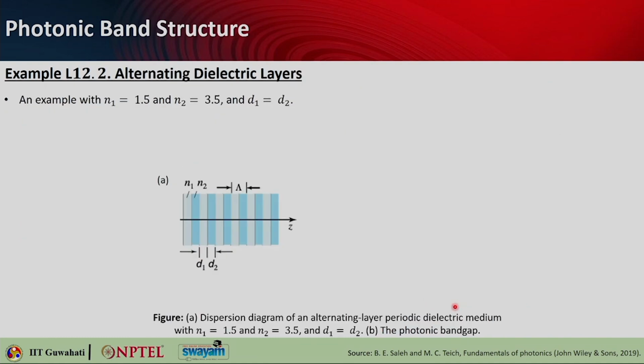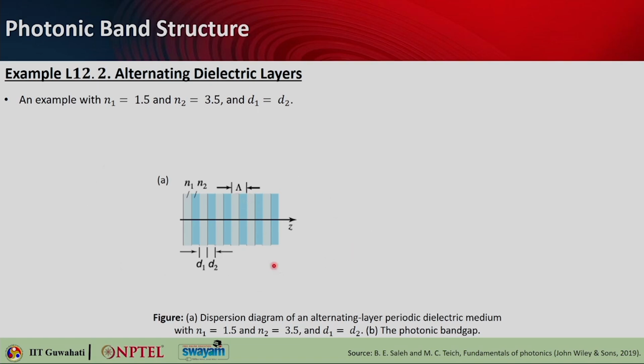0. So, if you take a real example with some values like n1 equals 1.5 and n2 equals 3.5 and keep the thickness of the two layers similar. So, this is one layer, this is another layer, and then you are repeating this unit cell. So, this is the period of the unit cell.